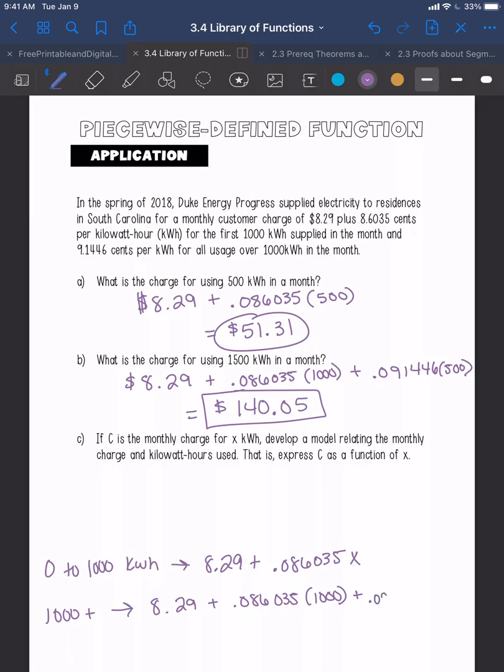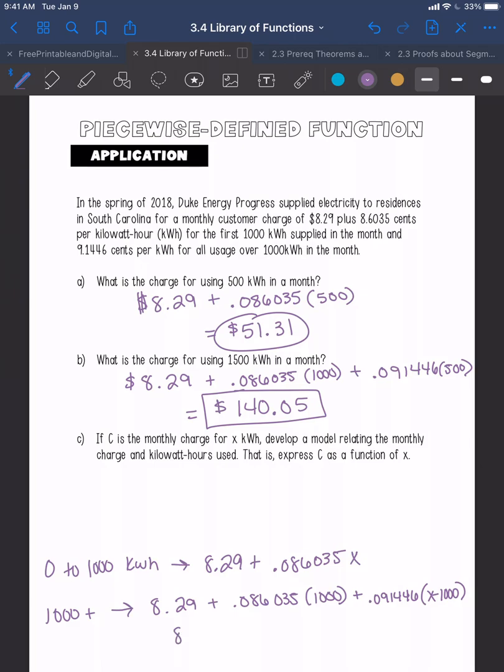plus 0.091446 times, now we're not just going to put X here. X is representing the kilowatt hours used. But we just already said we know we've used 1,000 of them if we're talking about the part where there's more than 1,000. So what goes here is going to be X minus 1,000. So we need to take away the 1,000 we've already accounted for.